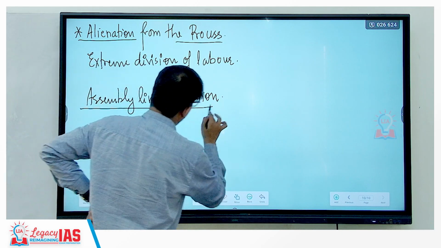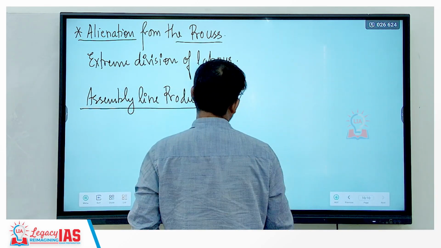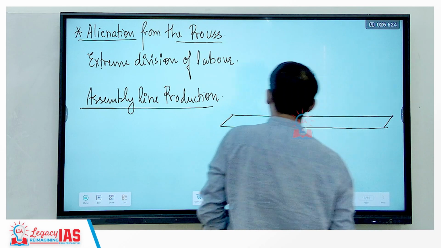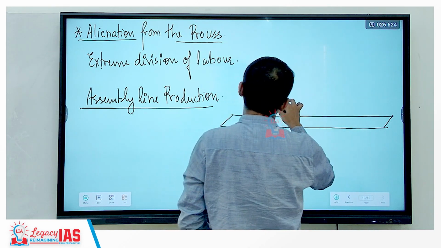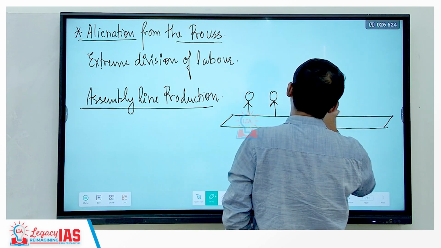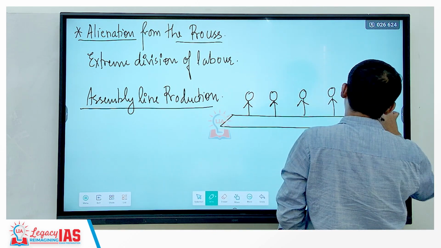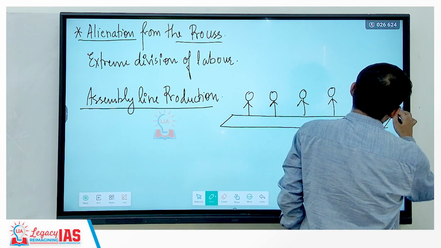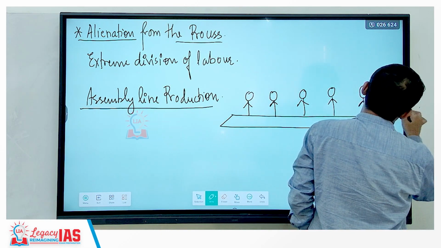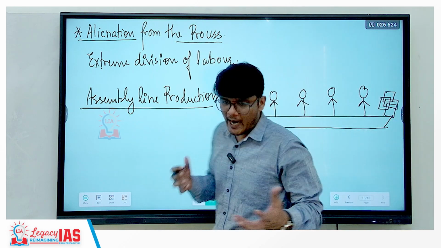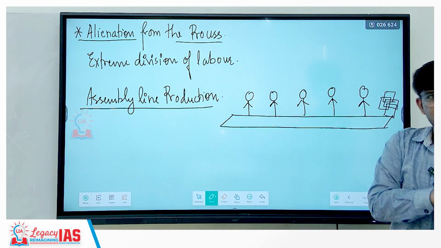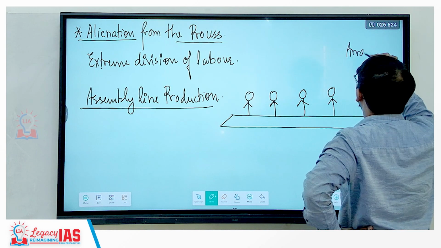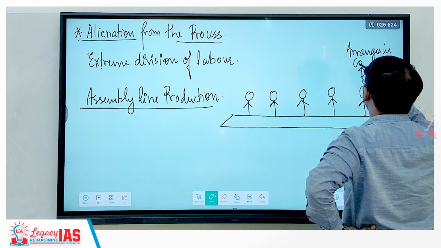What happens, guys, in an assembly line production? In an assembly line production, there is a conveyor belt like this. Different people are standing and doing different things, guys. Let's say a few cardboards are coming, and from this cardboard you need to create a box. Here the cardboards are getting supplied. The first person arranges the cardboard in order.